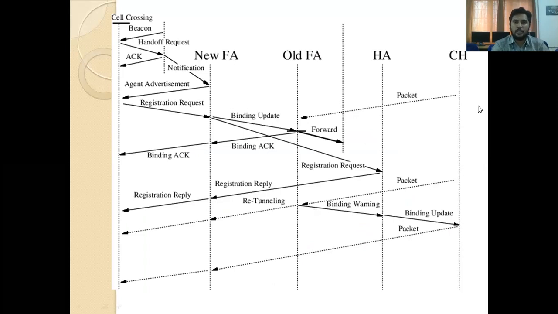So first the correspondent node to home agent to foreign agent. Which foreign agent? The old foreign agent. Old foreign agent means that for some time the mobile node stays in this foreign agent. After some time it moves to another location, that is a new foreign agent. That is the care of address. Old foreign agent means old care of address, new FA means new care of address. So what happened here? A packet is transmitted.